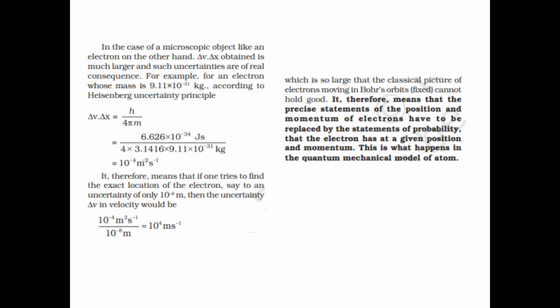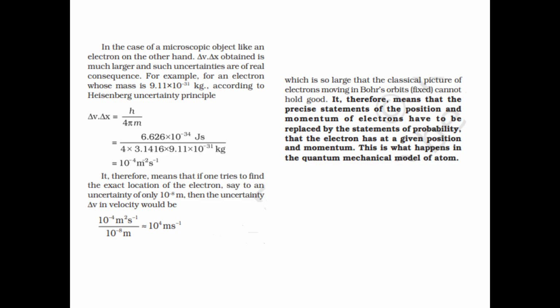It therefore means that if one tries to find the exact location of the electron, say with an uncertainty of only 10 to the power minus 8 meter, then the uncertainty delta v in velocity would be 10 to the power minus 4 meter square second inverse divided by 10 to the power minus 8 meter, which is approximately 10 to the power 4 meter per second, so large that the classical picture of the electron moving in a Bohr orbit cannot hold good.